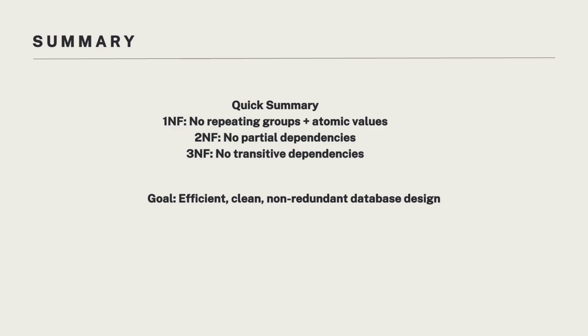To wrap it up, 1NF deals with atomic values and repeating groups. 2NF removes partial dependencies. 3NF removes transitive dependencies. Together, these forms make databases more consistent, efficient, and easy to maintain.